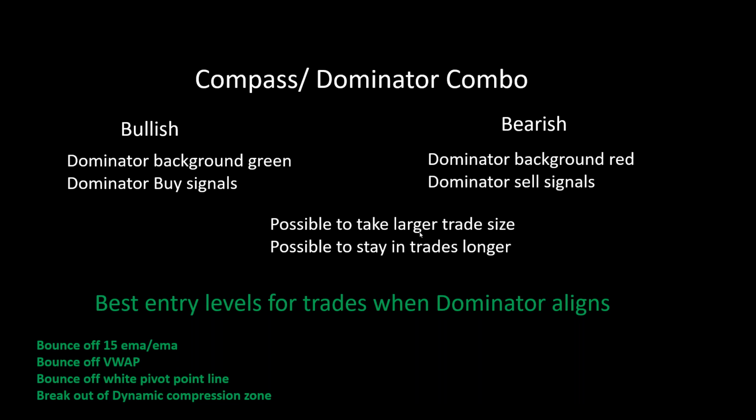Obviously, it's possible to take a larger trade size and stay in the trades longer when you have the dominator aligned with the compass system. And the best entries for trades when the dominator aligns, and we'll go over some of these things, are basically bounces off an EMA, whatever EMA you're using. I use the 15 EMA of an EMA, which we have on the compass system. Bounce off the VWAP, for example, bounce off of a pivot line that we have, and also a breakout of a dynamic compression zone, which is a system-generated zone that's on the compass system and nowhere else. But it's a very, very good level to trade from.